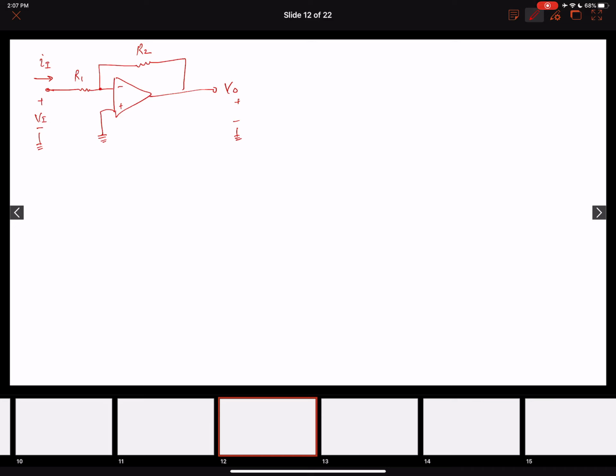Now since we know that no current will enter over here, all the current will move over here. So we are going to have the same current flow through this resistance R2. All right. Now we are going to look into its characteristics in a little bit more detail. So let's assume an ideal op-amp.